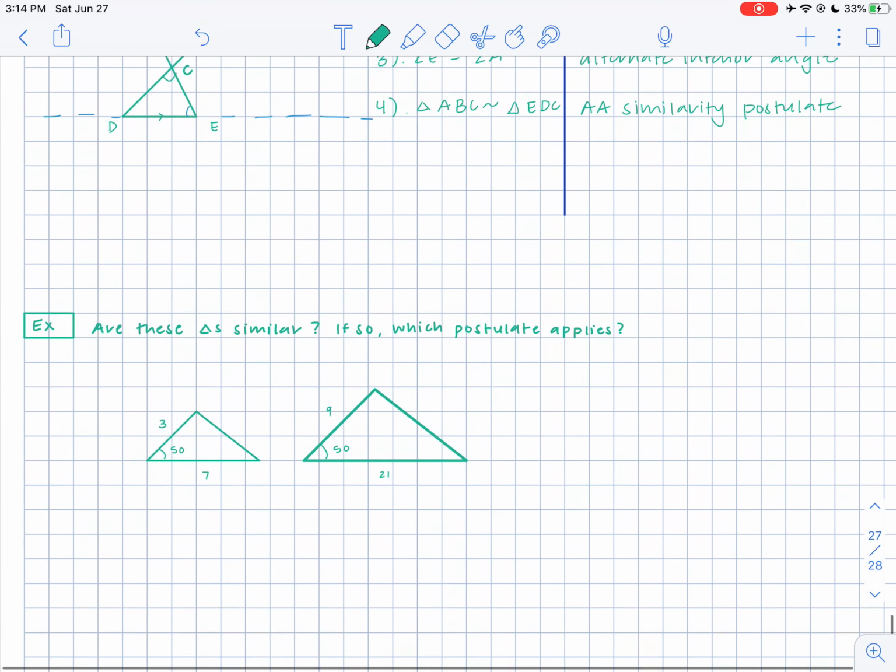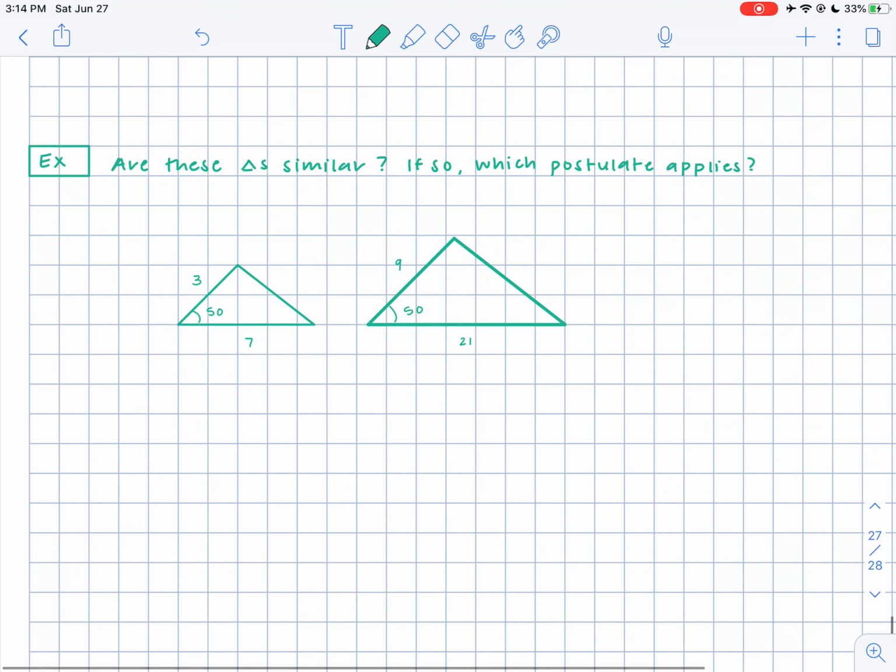Okay? Now let's get into another example. Are these triangles similar? If so, which postulate applies? Well, right away, we see we're given two sides and one angle, okay? Now, what does this remind you of? This reminds you of the side-angle-side theorem, where one angle is congruent to another angle for two triangles, and the sides are proportional, okay? So we can see already that the angles are congruent based on the arcs and the value of the angles.